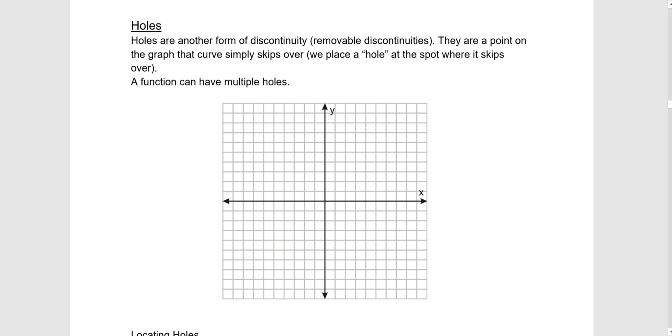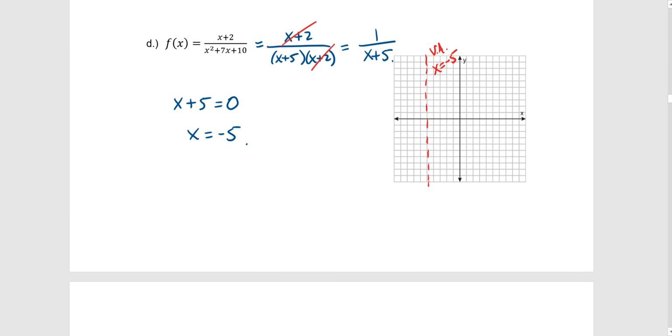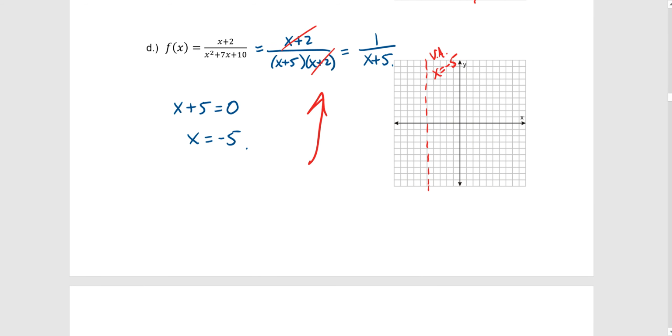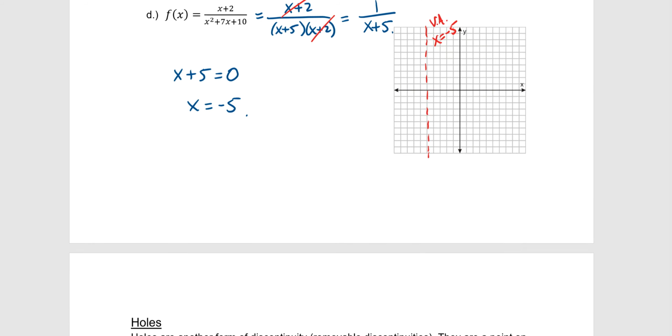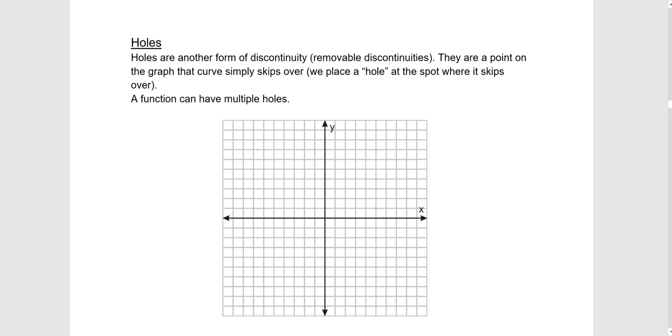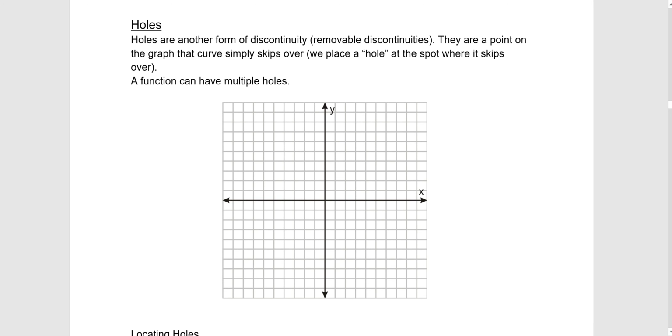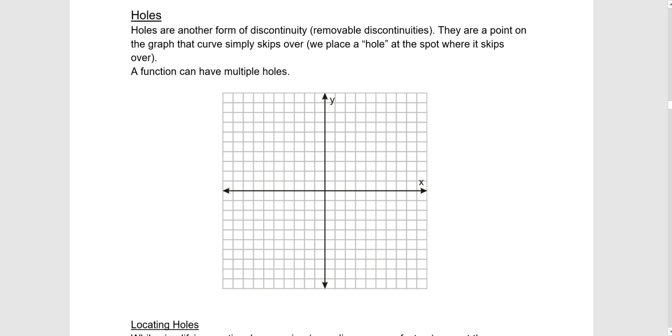Okay, so when we canceled out common factors, looking back up at the example that we just did, we still cannot plug in negative 2 into the original function because that will make the denominator equal 0. But we canceled that factor off, which means it was not a vertical asymptote. What that ends up being is what we call a hole. A hole is another form of a discontinuity. We can call these removable discontinuities, and these are points on the graph that the curve just skips right over. When we graph it, we're going to place a hole at the spot where it skips over. We call this a removable discontinuity because of the way that we canceled common factors. We removed the factors, and that's how we end up finding the holes.